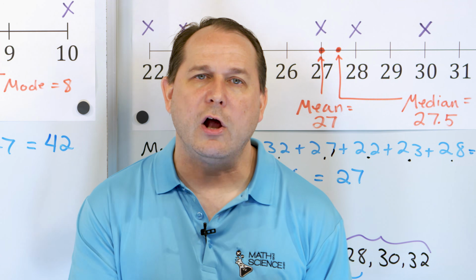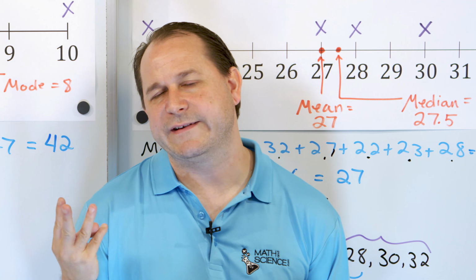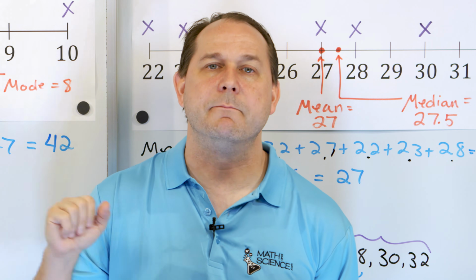So I'd like you to solve all of these yourself. Follow me on to part 2. We have 3 more examples to compare the mean, the median, and the mode of a data set.